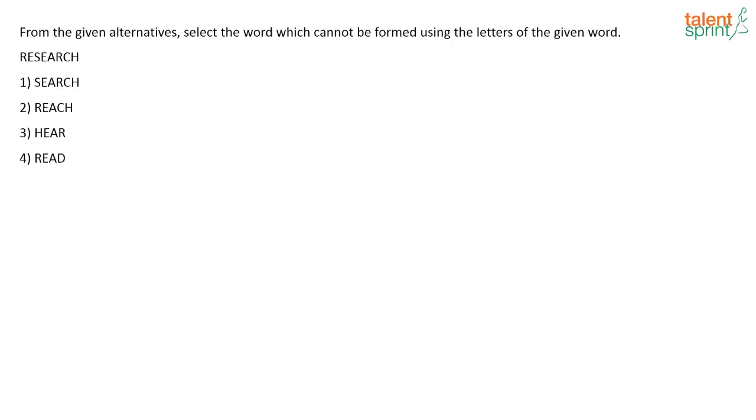Next one. From the given alternatives, select the word which cannot be formed using the letters in the given word. Very, very easy question. You have the word research. Now look at the options. There is a word read. Is D there in this word? It's not there. So obviously you can say the correct answer is option 4. Using this word research, I cannot make the word read because D is not there in the given word.